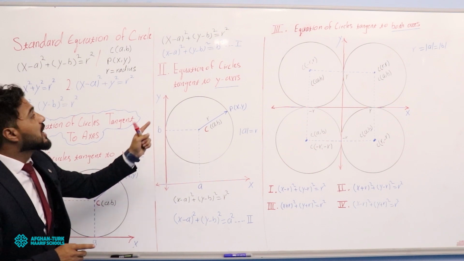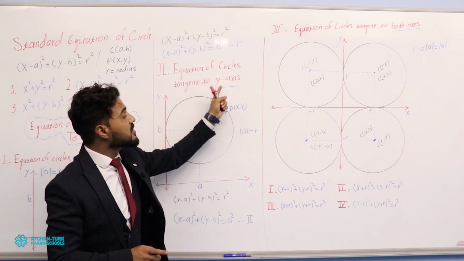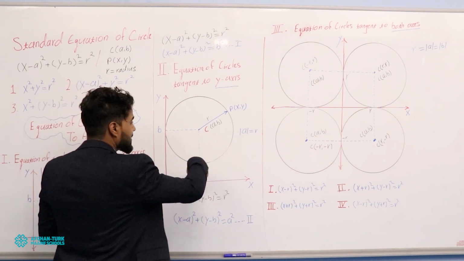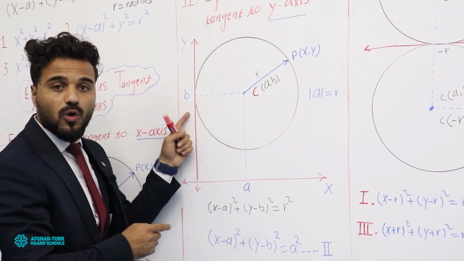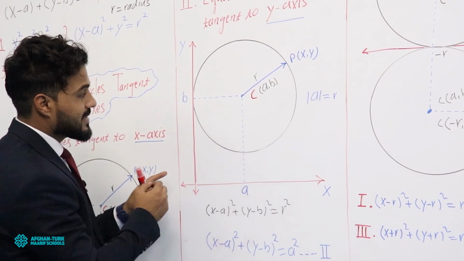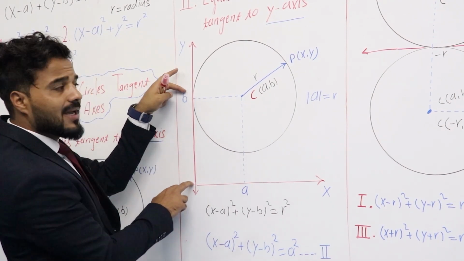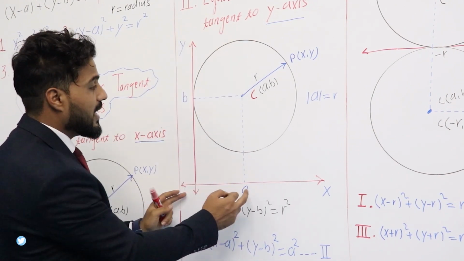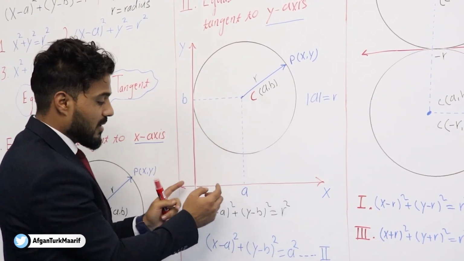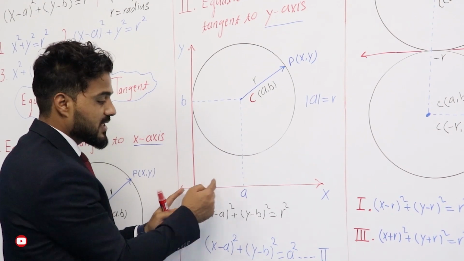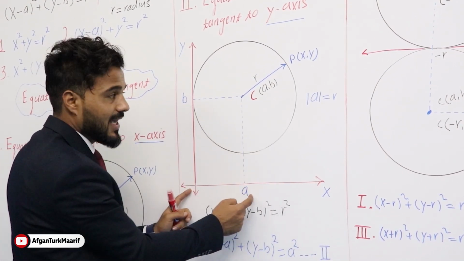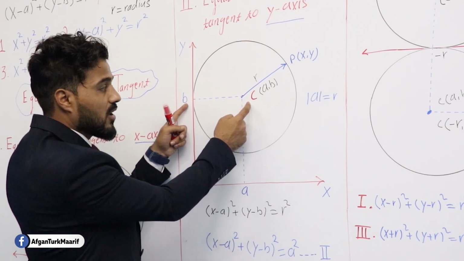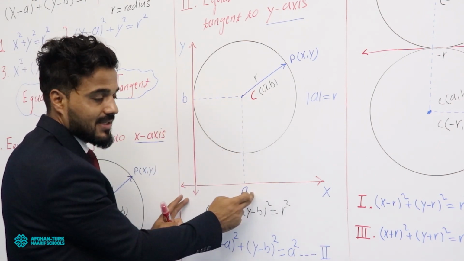Second case, equation of circles that are tangent to the y-axis. Here you can see that this circle is tangent to the y-axis, and also you can see that b can be any number because this circle can be placed everywhere. And a is equal to r. Why? Because you can see here from the origin up to the center of the circle we have a, and from the circumference of this circle up to the center of the circle we have r. So this distance is equal to this distance.